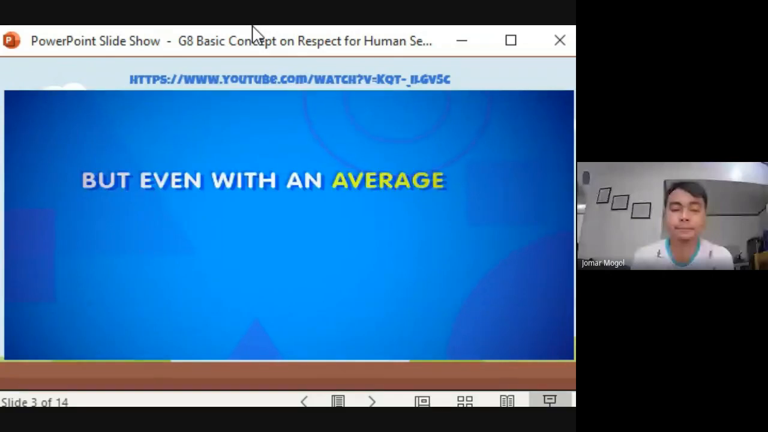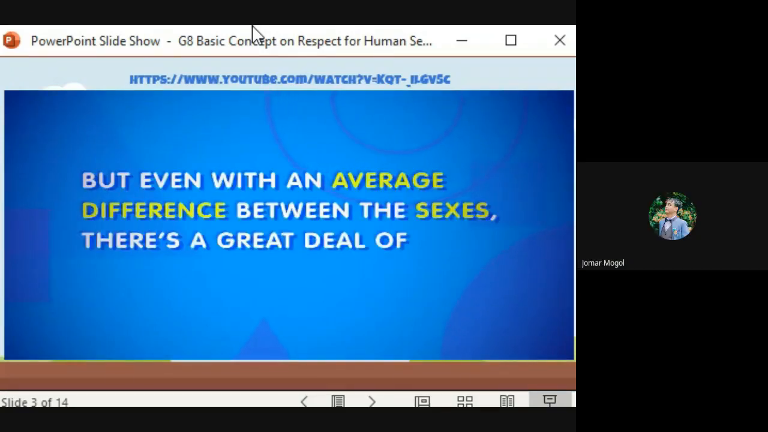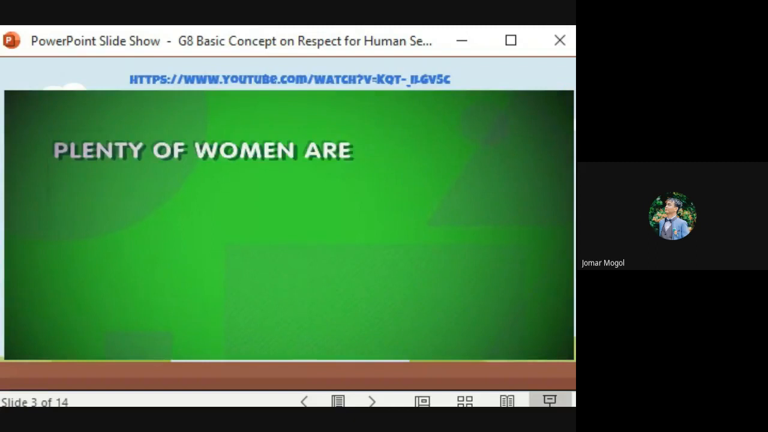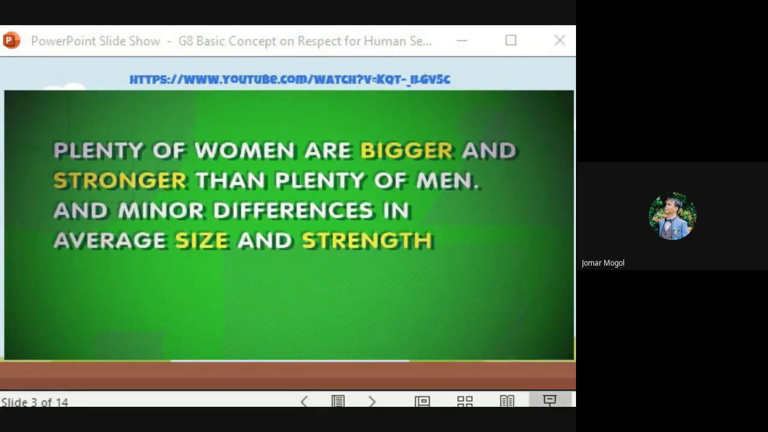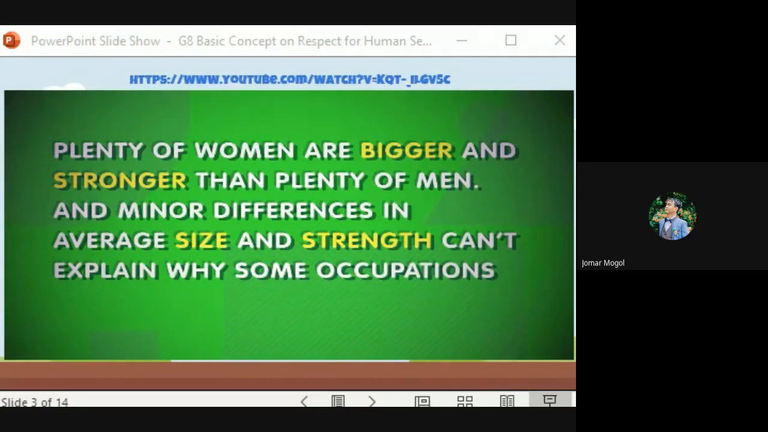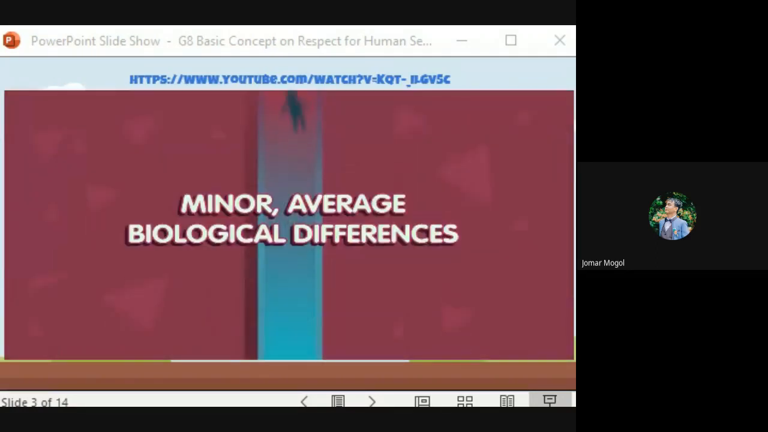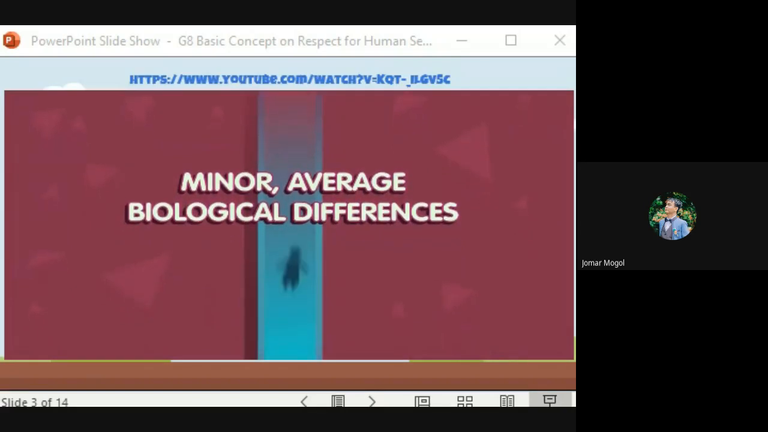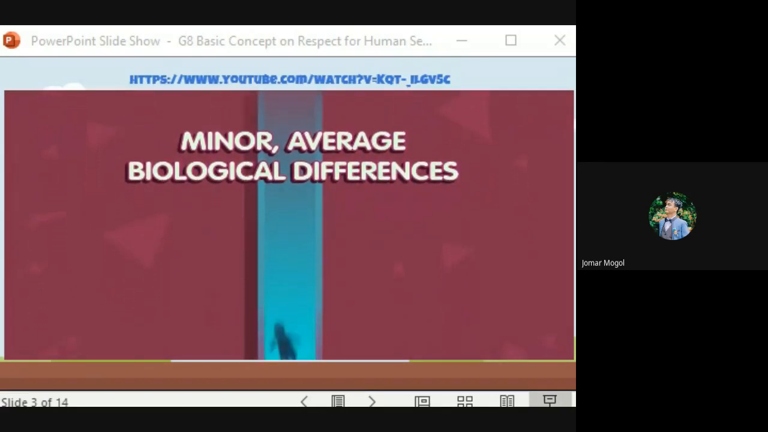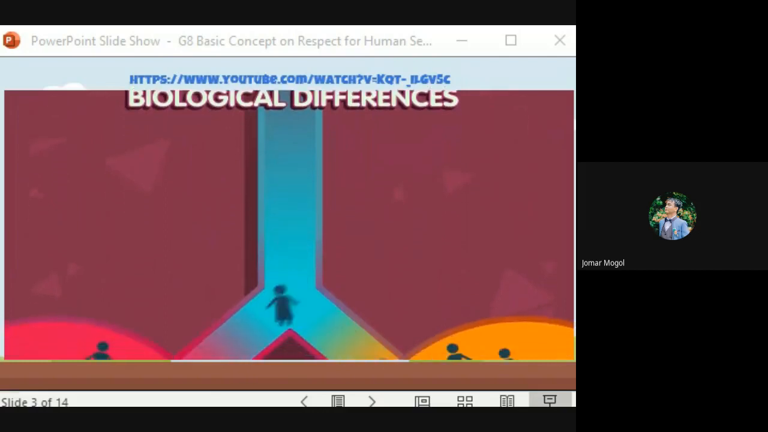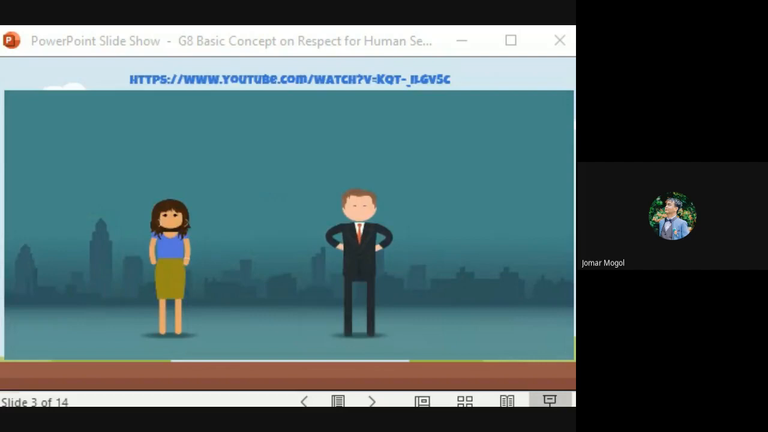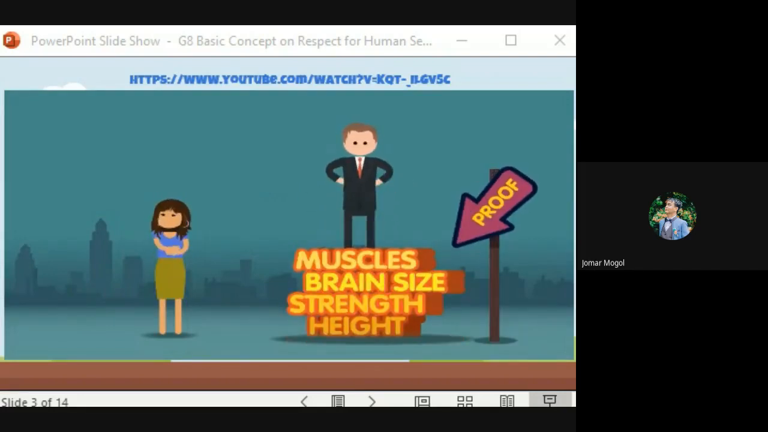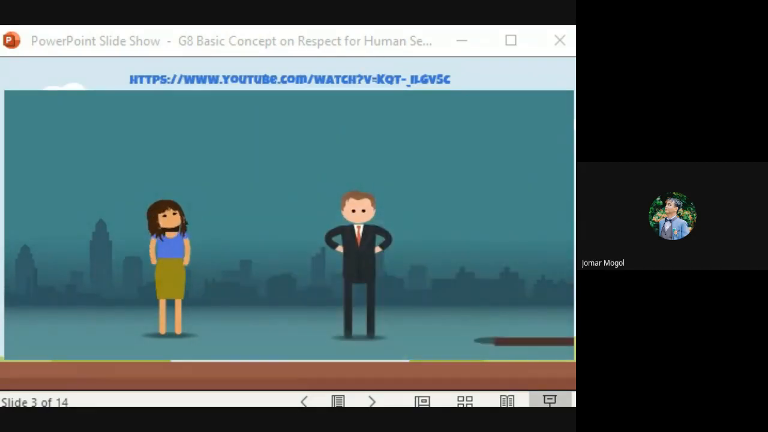But even with an average difference between the sexes, there's a great deal of overlap too. Plenty of women are bigger and stronger than plenty of men, and minor differences in average size and strength can't explain why some occupations have been stratified by gender. The reality is that minor, average biological differences are used as the justification for widespread gender stratification, funneling males and females into different jobs, hobbies, and identity constructions. And society then points to this resulting stratification as proof of an underlying difference in biological reality, even though that reality doesn't actually exist. Thanks, Thought Bubble.